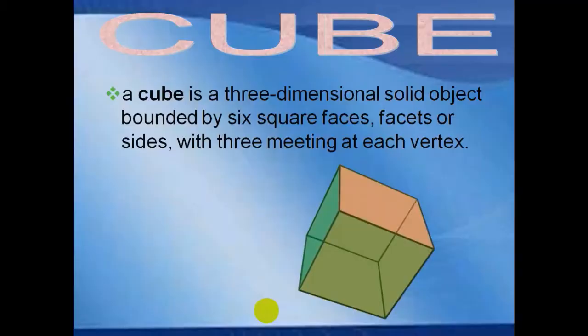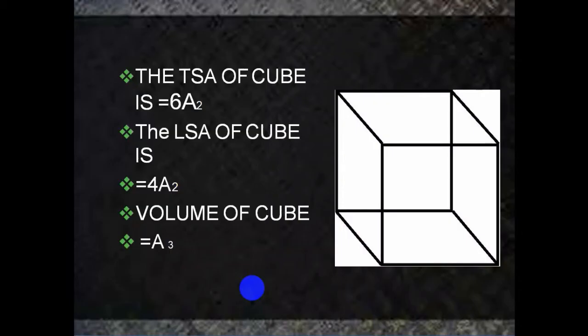Now, cube. A cube is a three-dimensional solid object bounded by 6 square faces or sides, with 3 meeting at each vertex. This is the cubic shape you see over here in this figure. So the total surface area of the cube is 6a². The lateral surface area of the cube is 4a². Volume of the cube is a³.